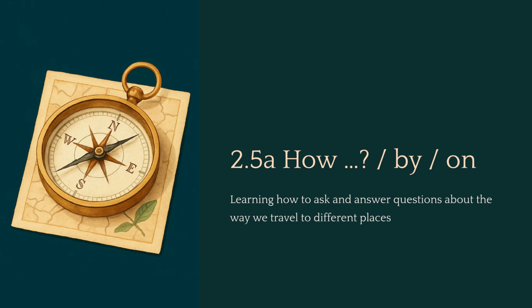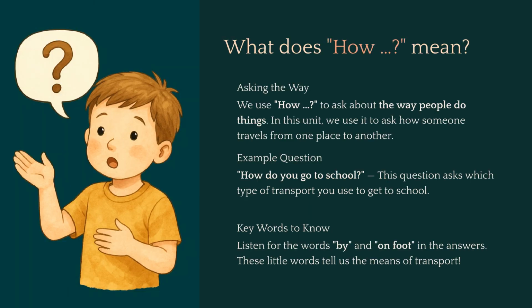2.5a. How? By, on. Learning how to ask and answer questions about the way we travel to different places. Let's begin. What does how mean? We use how to ask about the way people do things. In this lesson, we use it to ask how someone travels from one place to another.